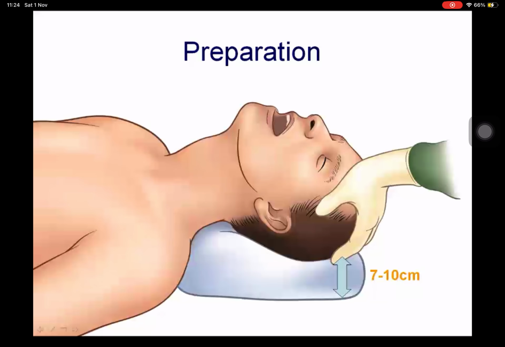Start by positioning the patient with the neck flexed. This is best achieved by elevating the occiput by about 7 to 10 centimeters with a foam pillow or wedge, and extend the head. Positioning is crucial to the success of the procedure.